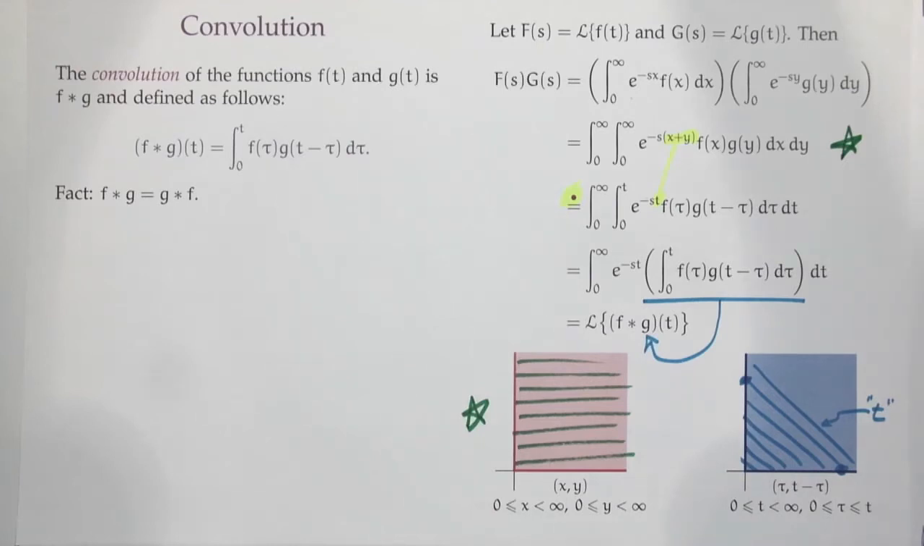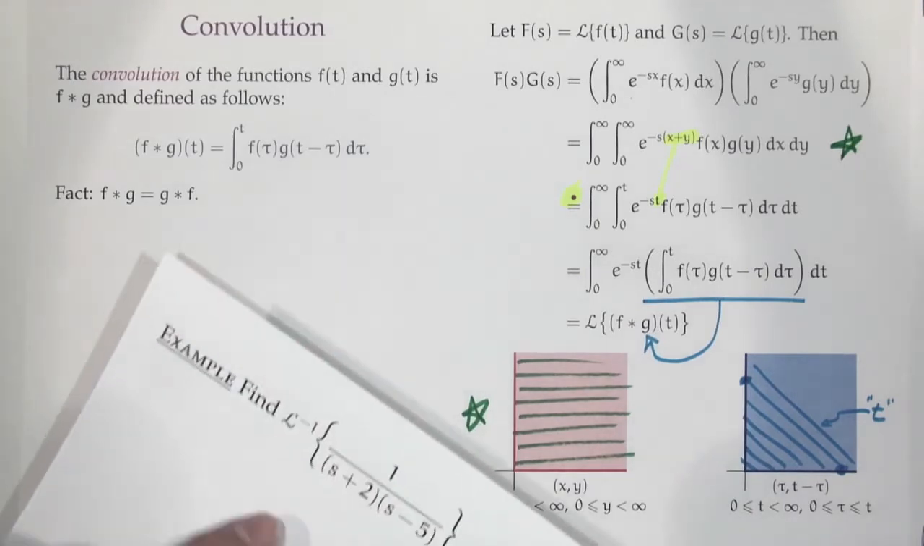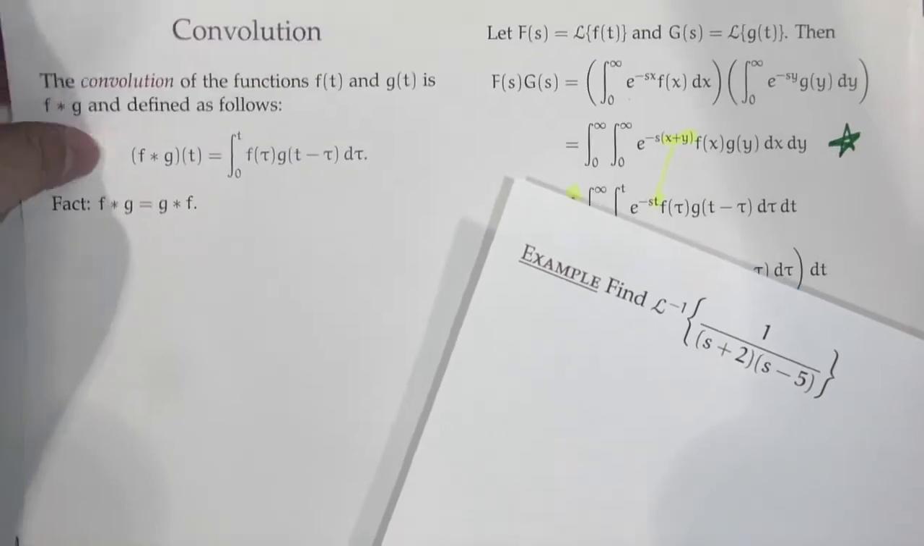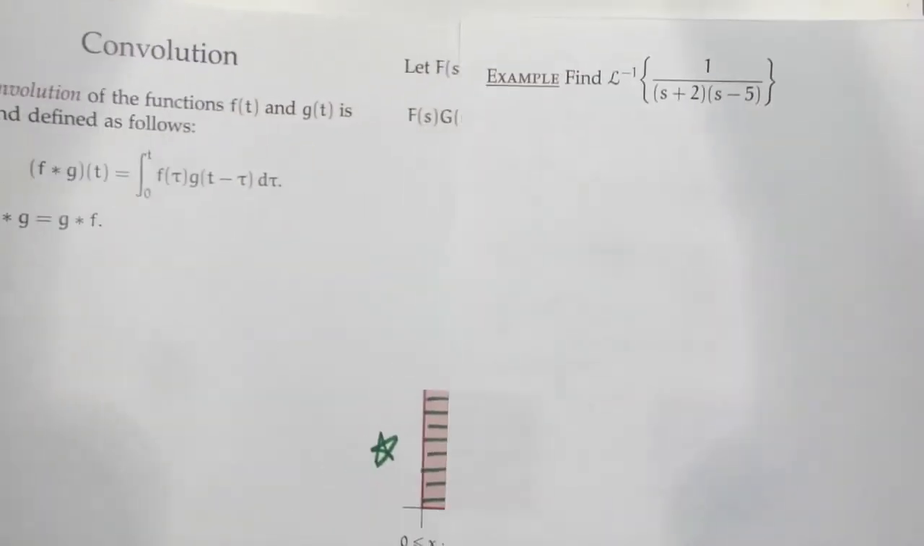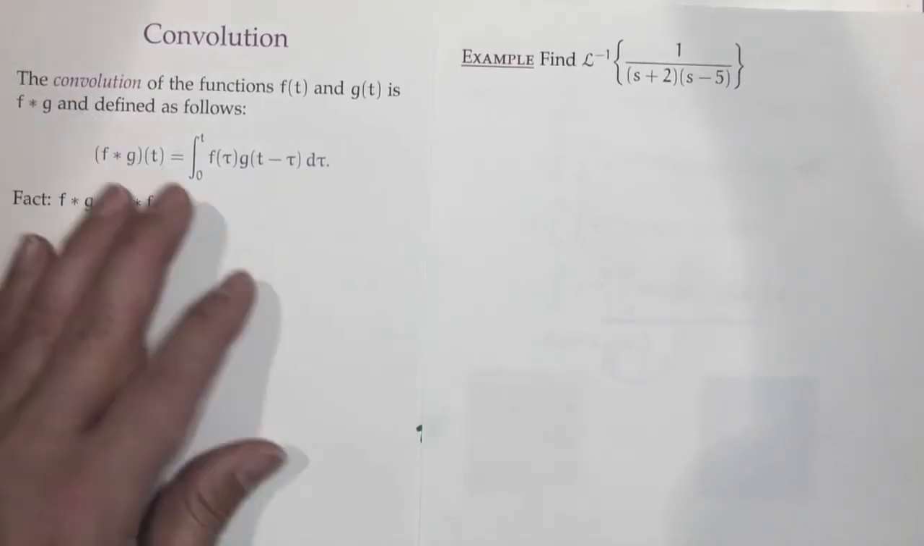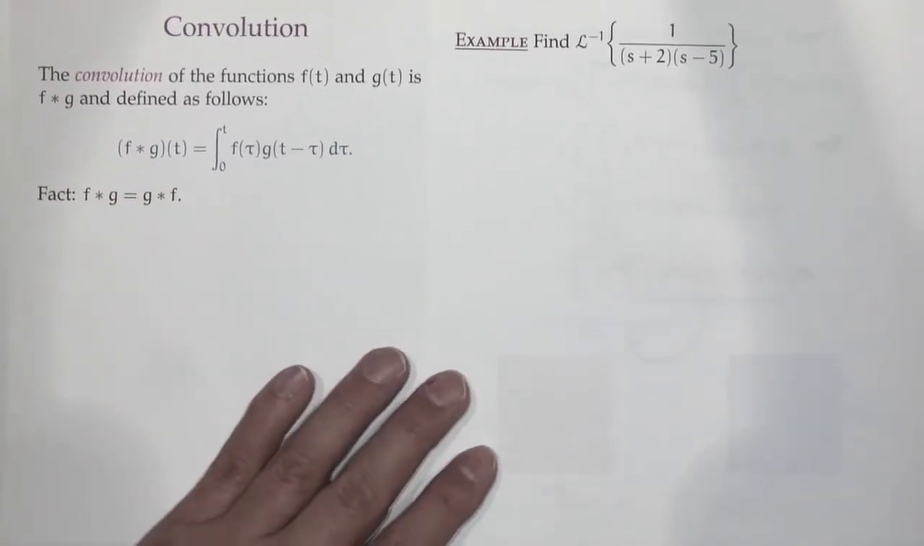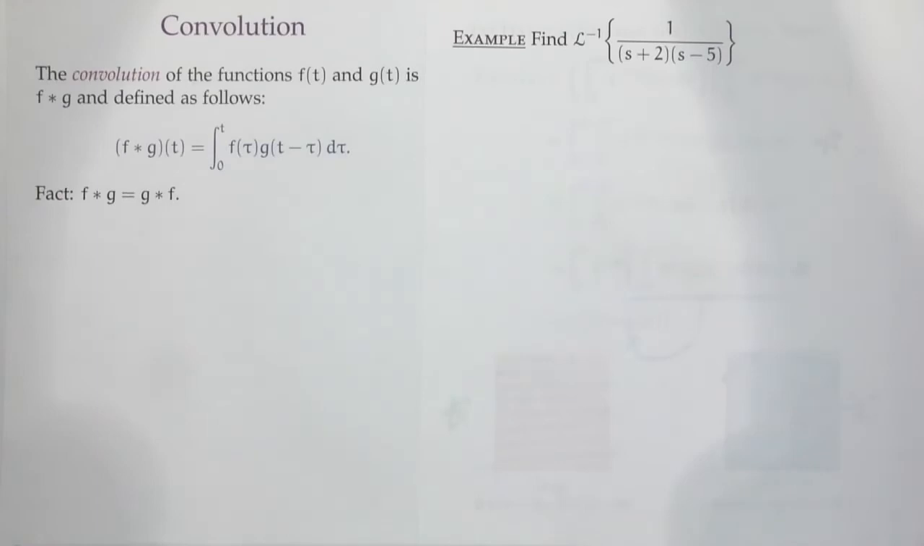All right. Well, we should practice some of this. Should we compute a convolution of things? Let's try a problem. We'll keep the convolution nearby. Find the inverse Laplace of 1 over (s plus 2) times (s minus 5).